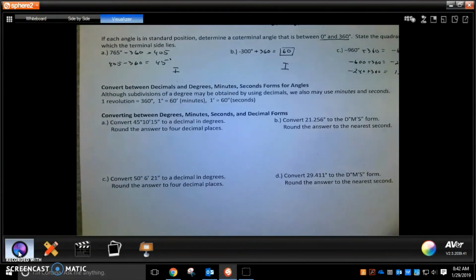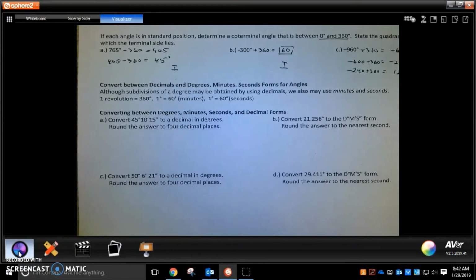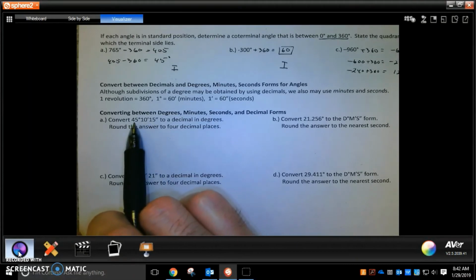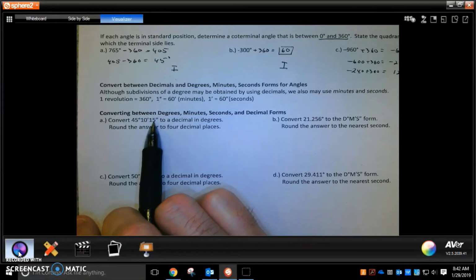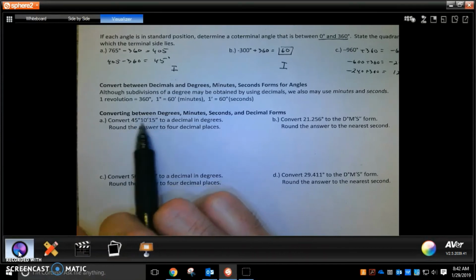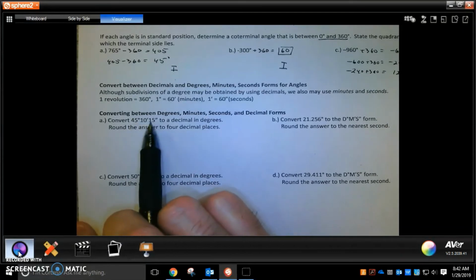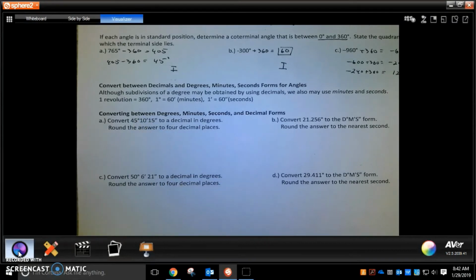And the key is the fact that there's 60 seconds in a minute and there's 60 minutes in a degree. So if I had this number right here, this is 45 degrees, 10 minutes, and 15 seconds. So when I convert this into a decimal, my answer is going to be 45 point something. So I'm just converting the minutes and seconds into the decimal degree that would be equal to.